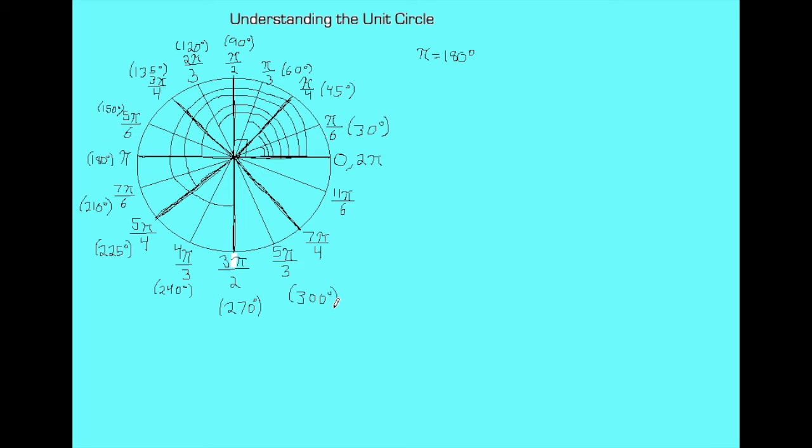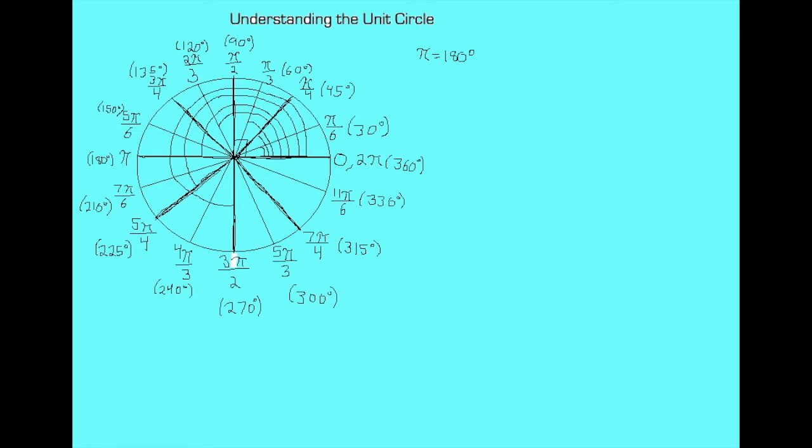7 pi over 4 equals 7 times 180 divided by 4, which equals 315 degrees. 11 pi over 6 equals 11 times 180 divided by 6, which equals 330 degrees. And 2 pi equals 2 times 180, which equals 360 degrees. And this makes sense because the angle of a circle is 360 degrees.